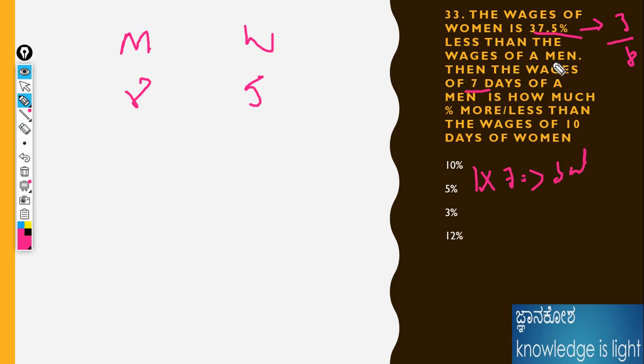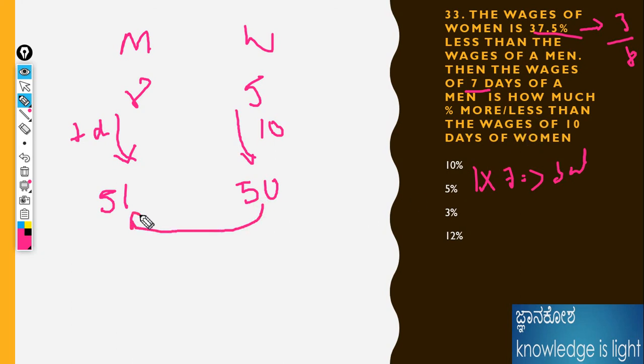They gave the work of the man as 7 days, 7 times 8 is 56. Then what we need to find out is how much more or less percent the wages of the woman for 10 days are. They gave the days of the woman as well. 10 days means we need to multiply by 50. Understand? The woman is less compared to the man, therefore we need to calculate the percentage difference divided by the woman's wage, that is divided by 50 into 100.